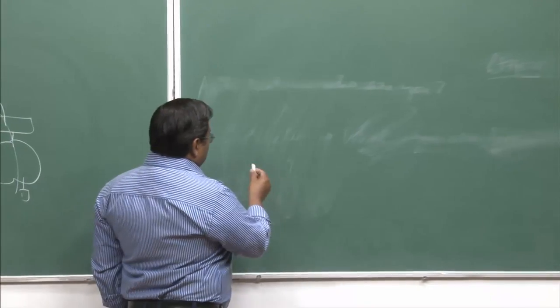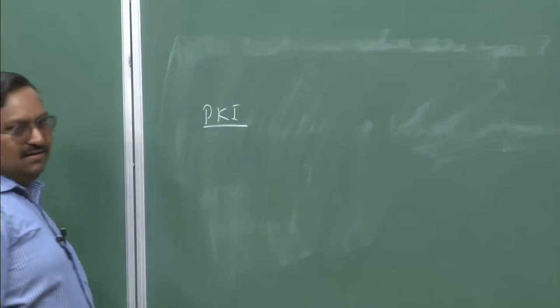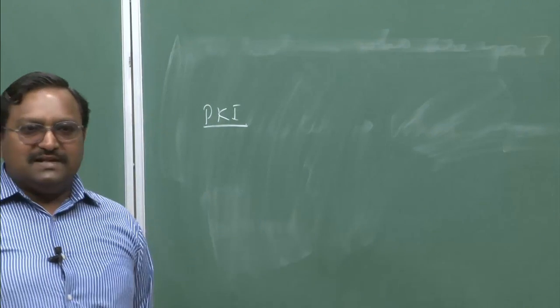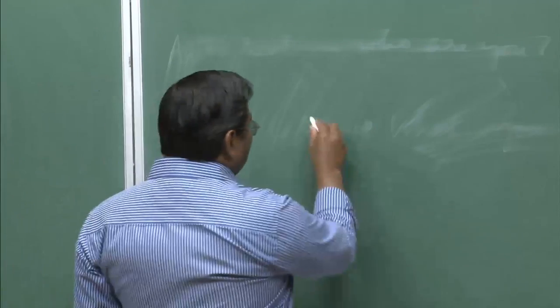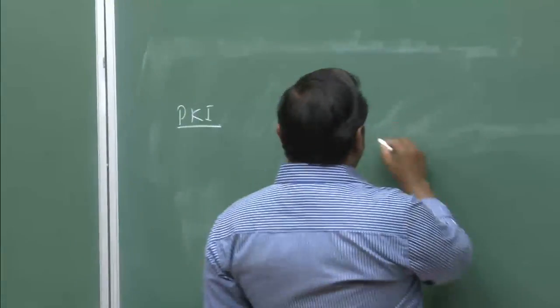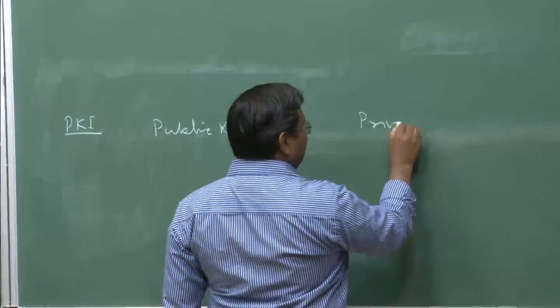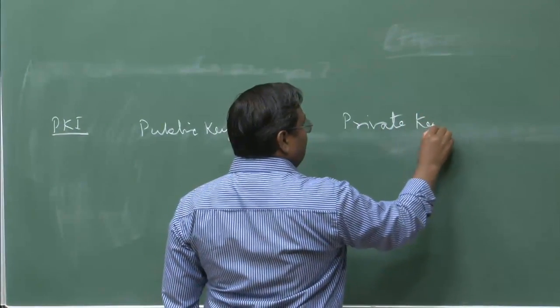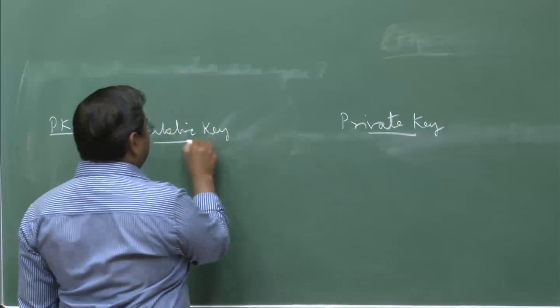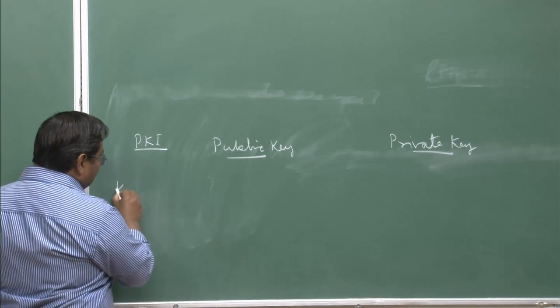So, in PKI, public key cryptography infrastructure, as we call it, we can always generate two keys. Well, I am not going to go into details of how this is done, but this is technically possible. So, there is a key pair, public and private key. There is a method by which this can be done. Now, the important thing is, I can generate something known as a keyed hash.